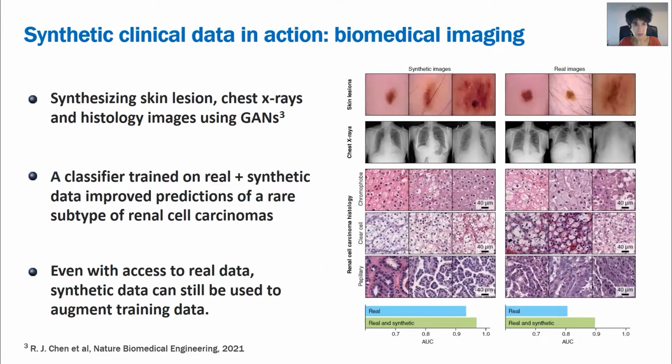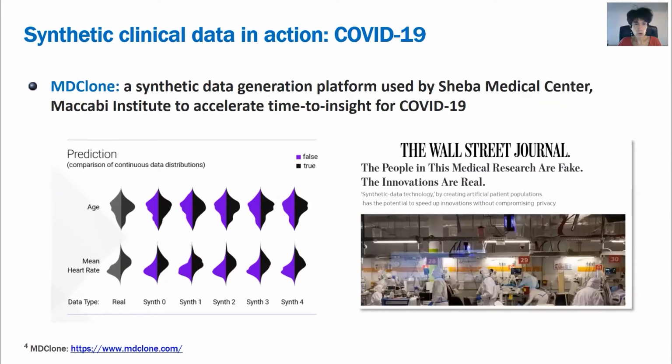And indeed, there have been some recent successes of using synthetic clinical data in action. For instance, in biomedical imaging, where generative adversarial networks, GANs, have been used to synthesize a variety of medical images. And classifiers have been trained on real plus synthetic data to improve the predictions of rare diseases, such as, for instance, in this case, a rare subtype of renal cell carcinoma. And what's interesting is that even though the researchers had access to the real data, synthetic data was used to augment the training data and achieved improved performance. Also on COVID-19, where a synthetic data generation platform was used to accelerate the time to insight for COVID-19.